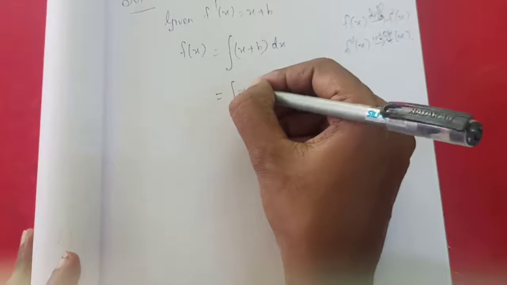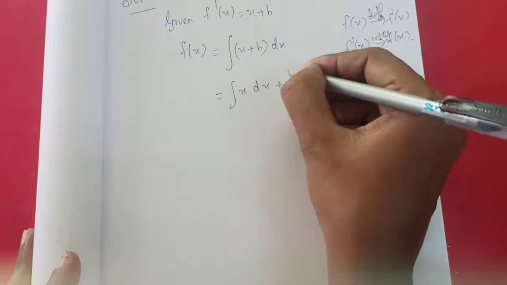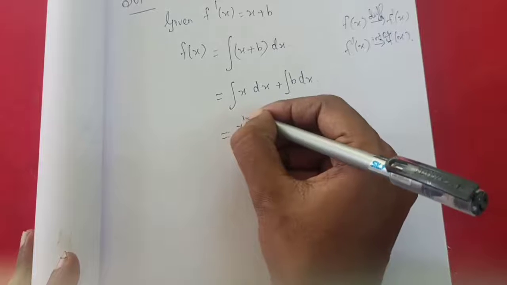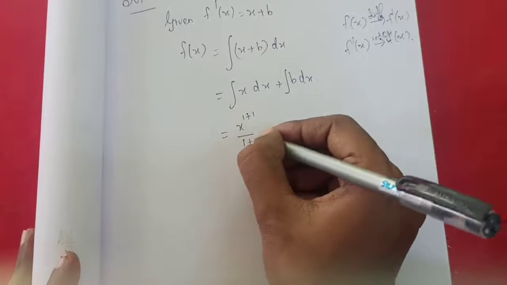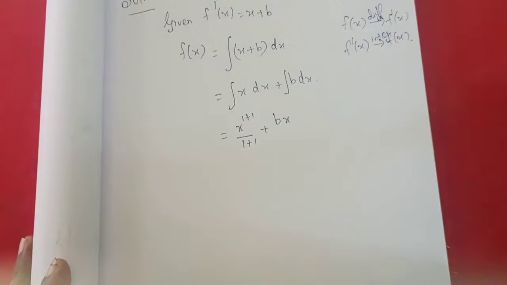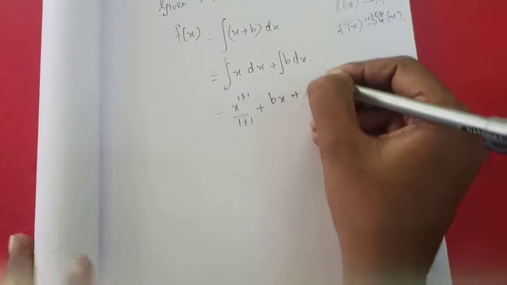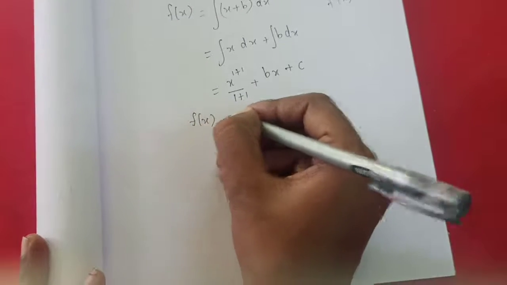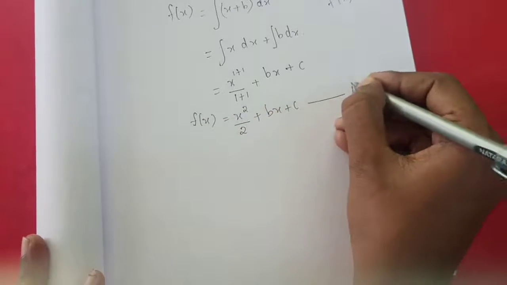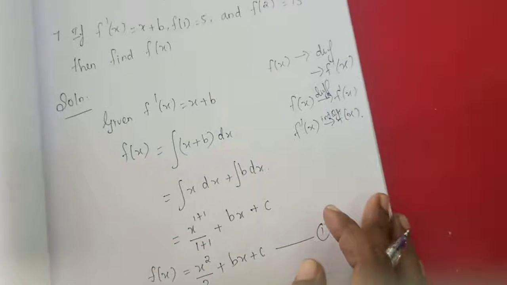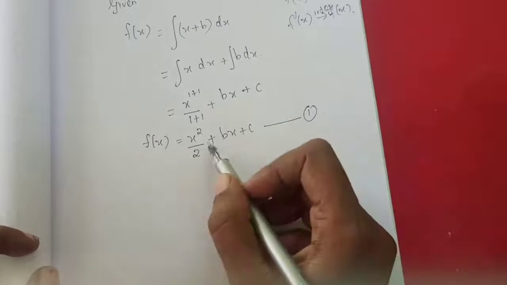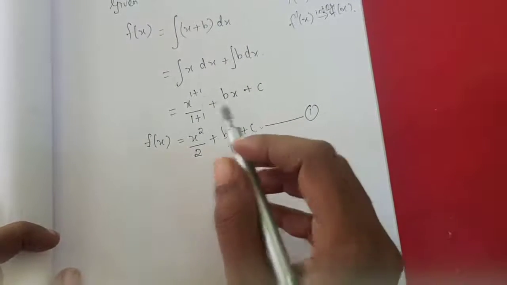Now integrate, separate it: x dx plus b dx. That is equal to x power 1 plus 1 divided by 1 plus 1, plus bx. The integration of dx is x. Plus a constant c. Therefore f of x is equal to x square by 2 plus bx plus c. Keep it as equation number 1. In the given question, they have given the values for f of 1 and f of 2, so we need to find the b and c values. Then only we can find f of x.